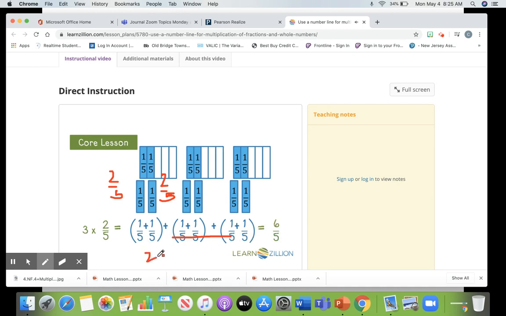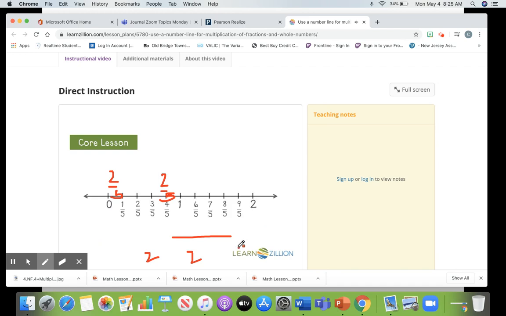And then how many do we have? It equals 6/5. Now let's use a number line to solve 3 times 2/5.